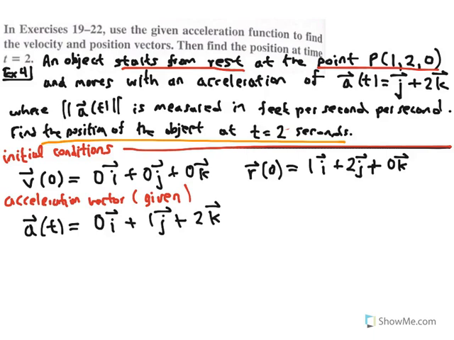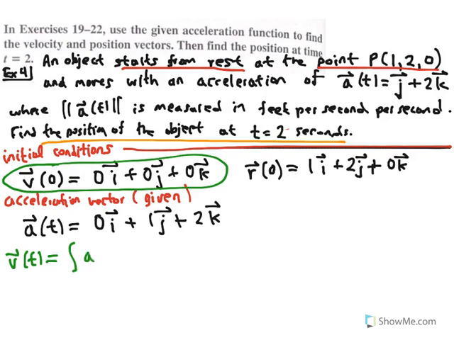So per our discussion from earlier, we will begin by finding the antiderivative of the acceleration function, which would give us our velocity function. And then we have to use the initial conditions that are given for the velocity at time t = 0 to find what the constants of integration should be for each of our component functions. So let's go ahead and do that.